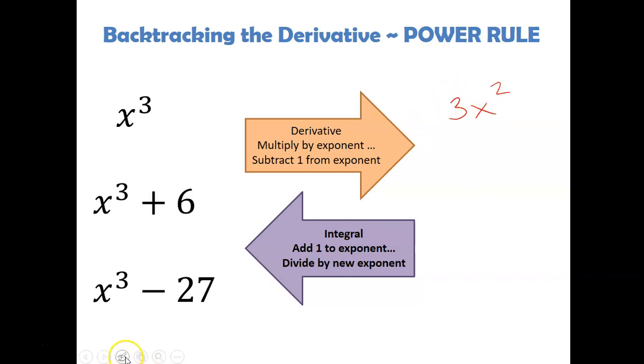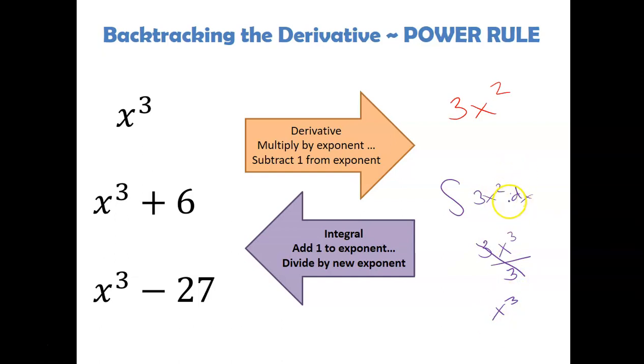To reverse that, I'm literally going to do opposite operations in the opposite order. So up here, I multiplied and then subtracted. So to undo that, I'm going to add back and then divide. So if I take 3x squared and I add 1 back to the exponent and then divide by that new exponent, look what I get. I get my original back.